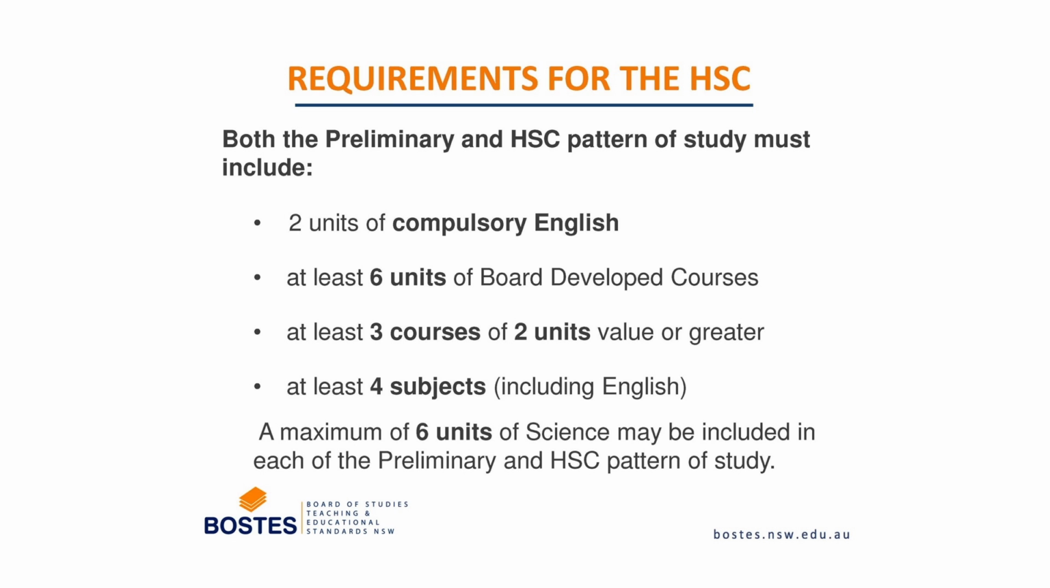So, requirements for the HSC. This is the one that is going to look overwhelming, and each one of these things must be met, not all together, but as individual components. So you must have at least 2 units of English as part of your HSC, both in Year 11 and in Year 12. And it doesn't matter what level that English is done at, but it must be English. You must complete 2 units of English. You must also have at least 6 units of board-developed courses as part of your HSC. You will then also need to do a minimum of 3 courses with 2 unit value or higher, and you must have at least 4 subjects that you will take, including English. So 3 in addition to English or more, it's up to you.